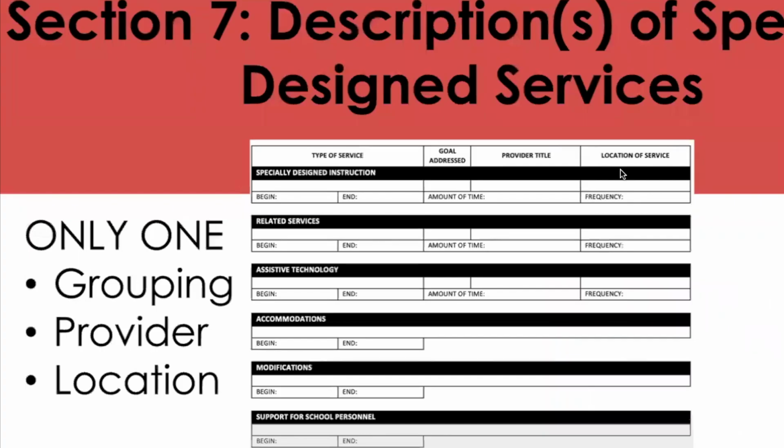Section 7 is the descriptions of specially designed services. The IEP must specify the special education services, related and or other support services that are needed to implement the goals and objectives. If there's more than one service to be provided for the goal, it needs to have its own separate box. For example, a speech language pathologist may work in a small group in the classroom, and then they may work one-on-one in a therapy room. You would need to designate where those services are and how they're taking place.